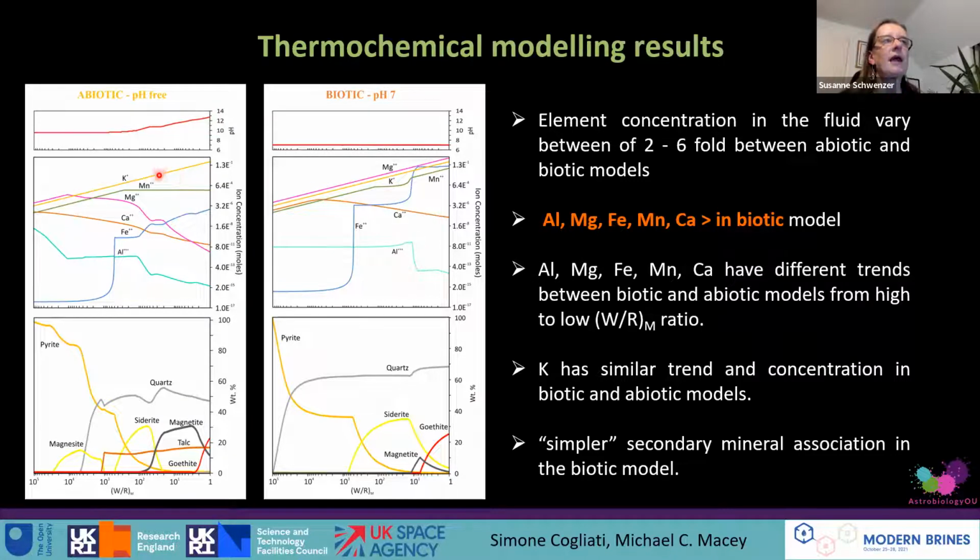And you see characteristic differences of what precipitates. Magnesium does not go into anything precipitated at any scale. You see this in the constantly increasing line, such as the potassium, in the biotic experiment. In the abiotic, magnesium actually precipitates. So we have a simpler secondary mineral assemblage. We don't have nontronite, for example, in the biotic experiment. And that's what we actually observe.